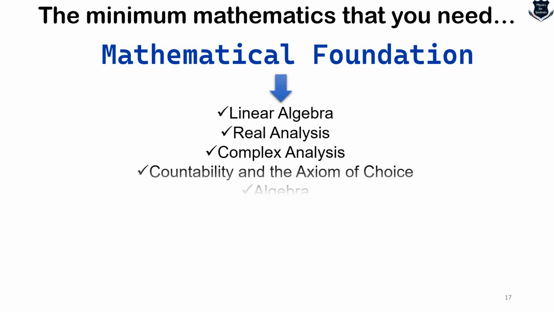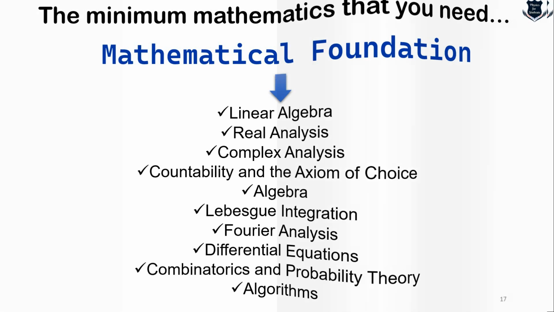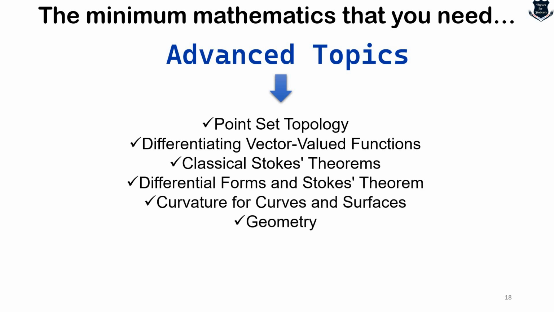So, as I told you, the book comprises two parts: the mathematical foundation, which deals with these topics: linear algebra, real analysis, complex analysis, countability and the axiom of choice, algebra, Lebesgue integration, Fourier analysis, differential equations, combinatorics and probability theory, followed by algorithms. The advanced topics are point set topology, differentiating vector valued functions, classical Stokes theorem, differential forms, which I'm going to talk about, which I really liked about this book, curvature of surfaces, and the geometry.